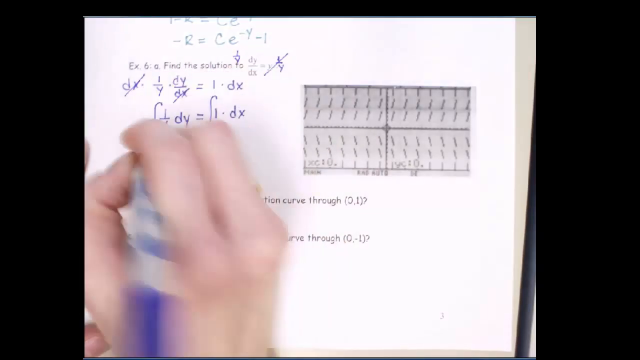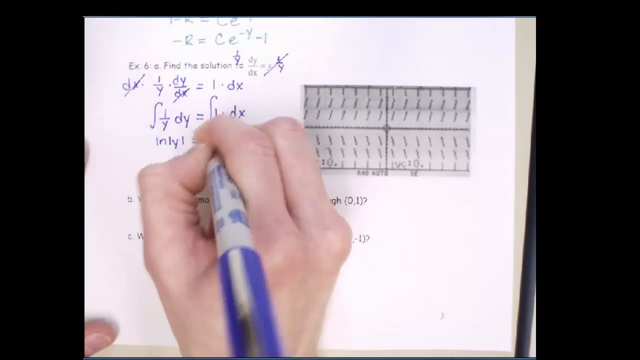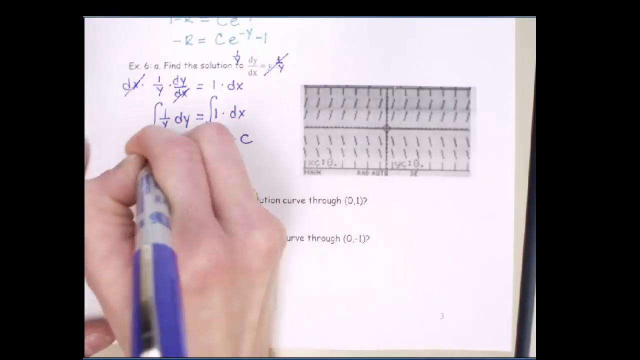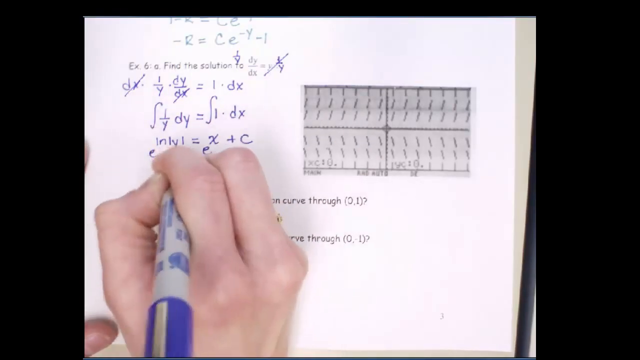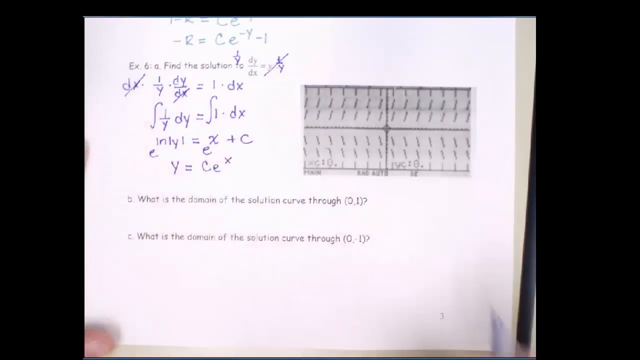And then we'll integrate. 1 over y becomes ln y. 1 becomes x plus c. Take the e of both sides. So we get y equals c e to the x.